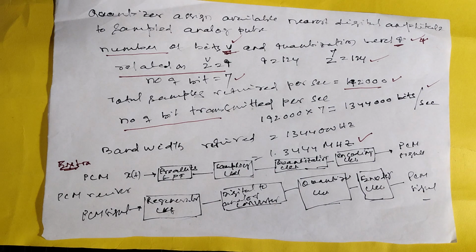Regenerative repeater: this section increases the signal strength. Decoder: this circuit decodes the pulse coded waveform to reproduce the original signal. Reconstruction filter: after digital to analog conversion is done by the regenerative circuit and the decoder, a low pass filter, called the reconstruction filter, is employed to get back the original signal. This is a general idea of the pulse code modulation block diagram.